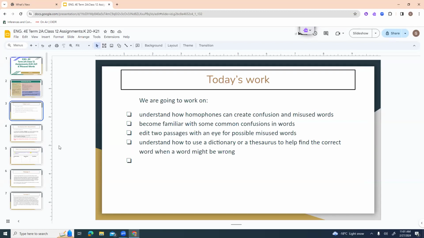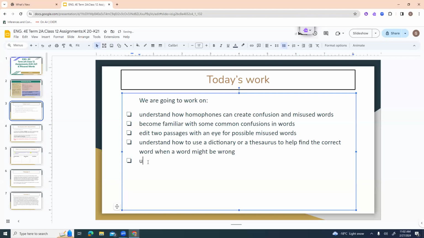Okay. Today's work, we are going to understand how homophones can create confusion and misused words, become familiar with some common confusions in words, edit two passages with an eye for possible misused words, understand how to use a dictionary or thesaurus to help find the correct word when a word might be wrong, and understand confusions between adjectives and adverbs. Okay.